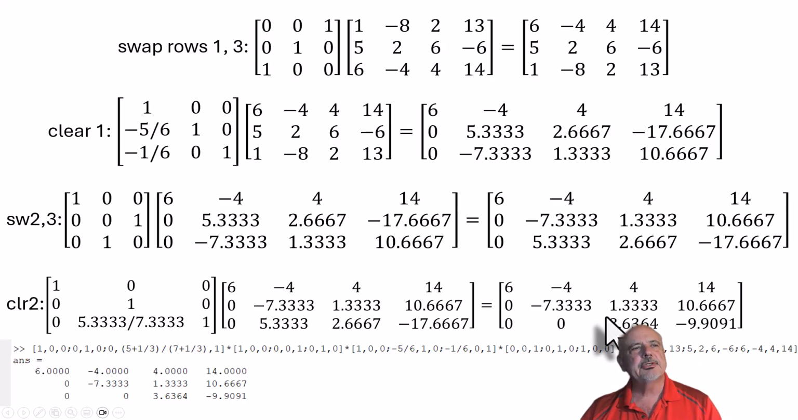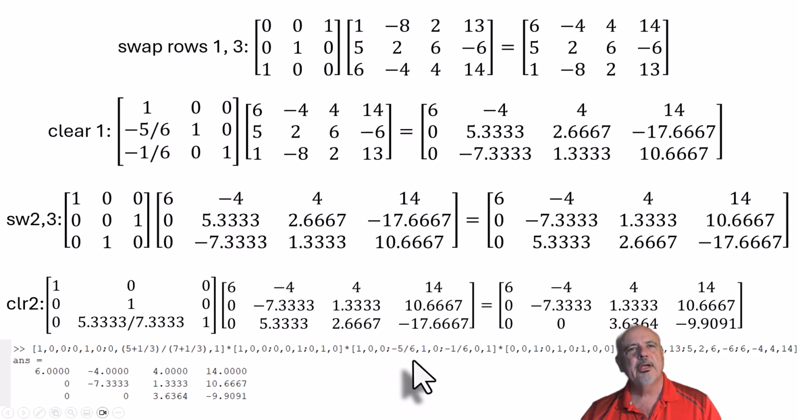And now I have this represented by concatenating, multiplying all these in order. So I have the original matrix here, the original augmented matrix. And then on the left, I'm multiplying by that. And then I multiply again by the clear under pivot.